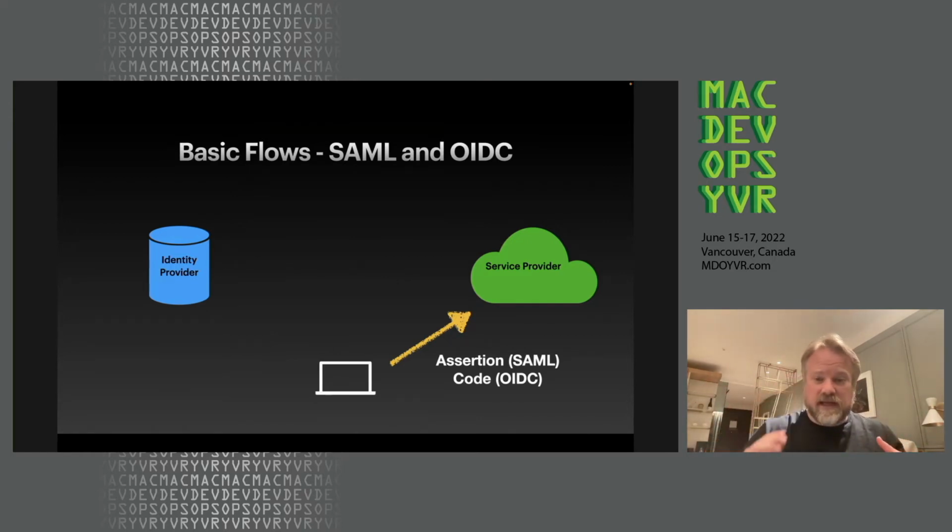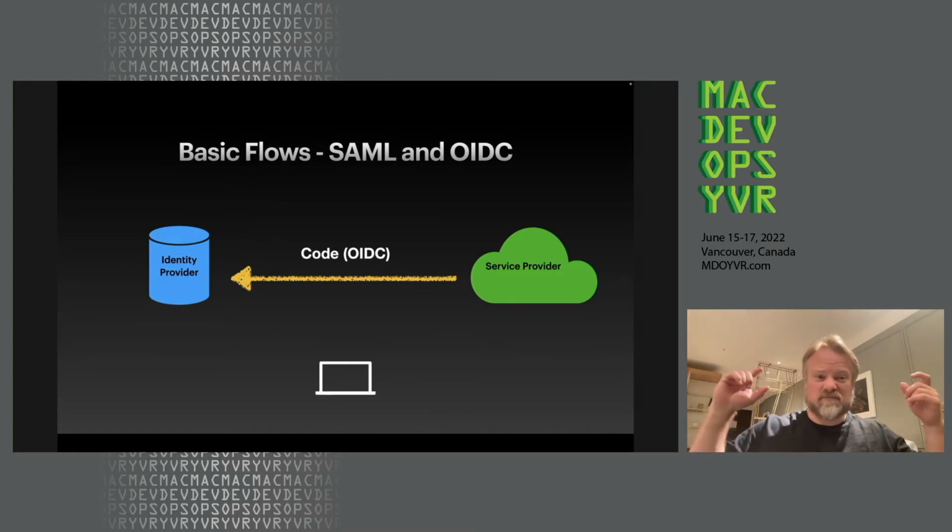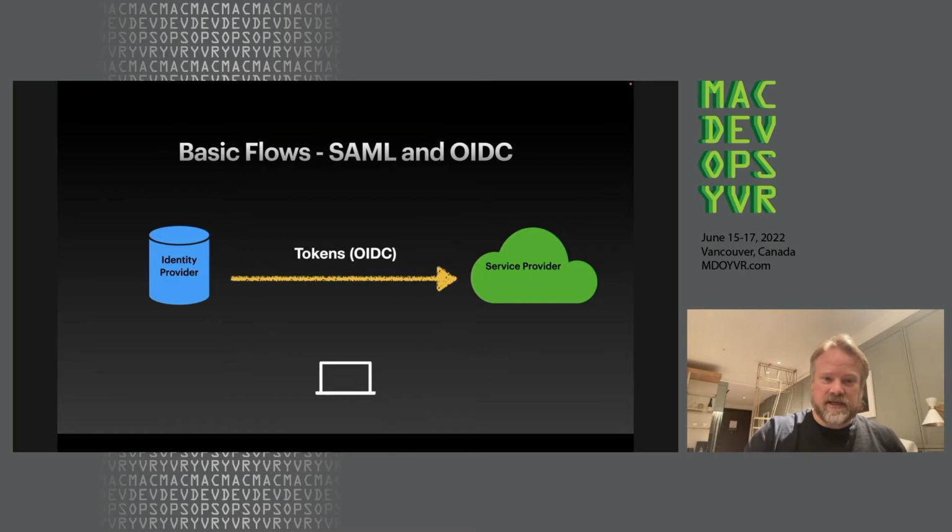If it's OpenID Connect, that's going to be a code. And that code will then allow the service provider to connect back directly to the identity provider. So not going back through your browser or anything like that. So that way it's got a little bit more security, a little bit more validation that it's talking to the actual thing it's expecting to. It sends the code back to the identity provider, and the identity provider then sends it a set of tokens, right? And that kind of completes OpenID Connect.